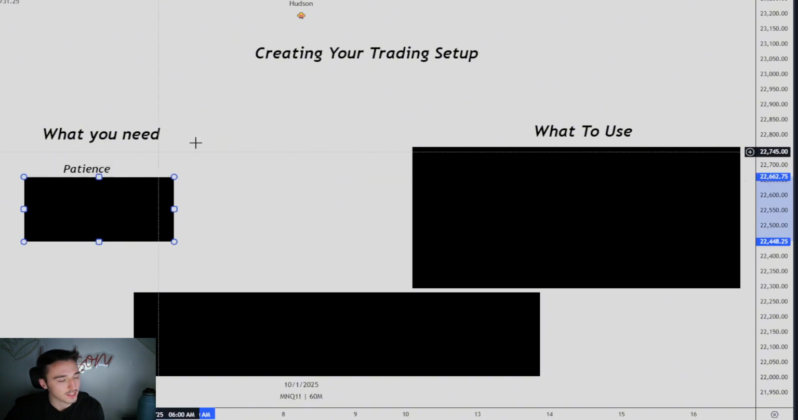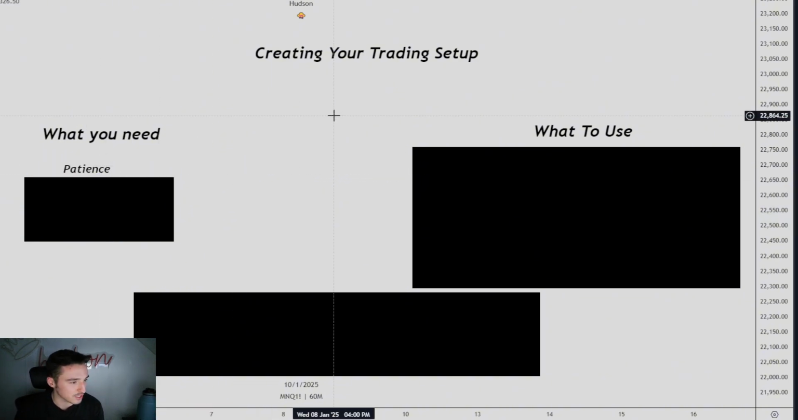Right, so the first thing you need is you have to have patience. If you don't have patience, then you're not going to wait for your strict model setup, and you're just going to be jumping the gun, taking trades that you don't need to be taking. Right, so the first thing you have to have is patience. Patience in the chart and patience that the edge will present itself.